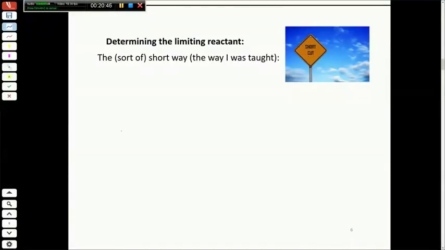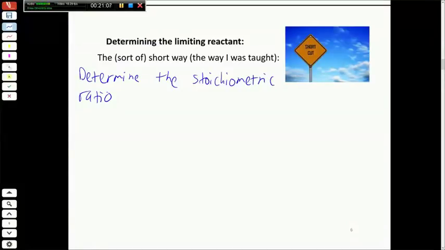So what we're going to do is determine a new parameter that I refer to as stoichiometric ratio. Many years ago when I was your age, I was taking this class. This is how I was taught to do it, and it's just stuck with me over the however many years it's been since I took Chemistry 1. I guess it's been about 14 years or something like that. So anyway, we're going to determine the stoichiometric ratio for each reactant.